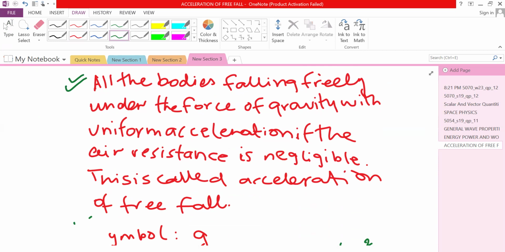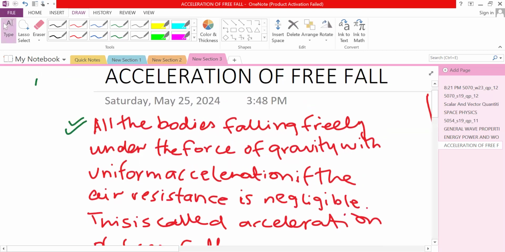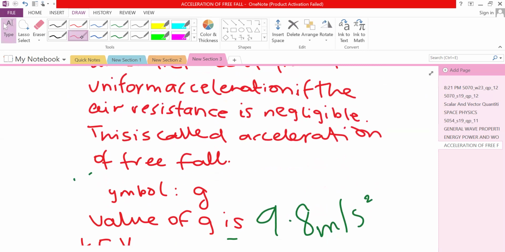Acceleration of free fall is the acceleration produced when a body is falling under the influence of the gravitational field or gravitational force of the earth. So you can simply say that the acceleration in this falling is known as acceleration of free fall. And this acceleration of free fall is constant and its symbol is g.